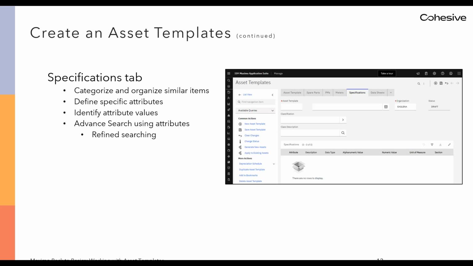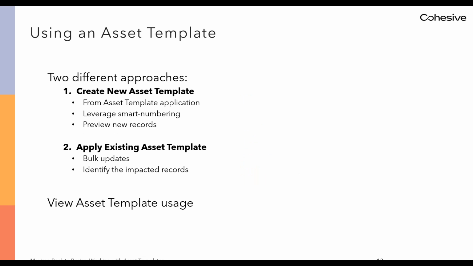Before we classify an asset template, again, the supporting classification and attributes need to be defined in the classifications application. When you apply the classification at the template level, the attributes will also populate in that specifications tab. From here, you can update those on the asset template, or you can update those on the actual record once the template has been applied.